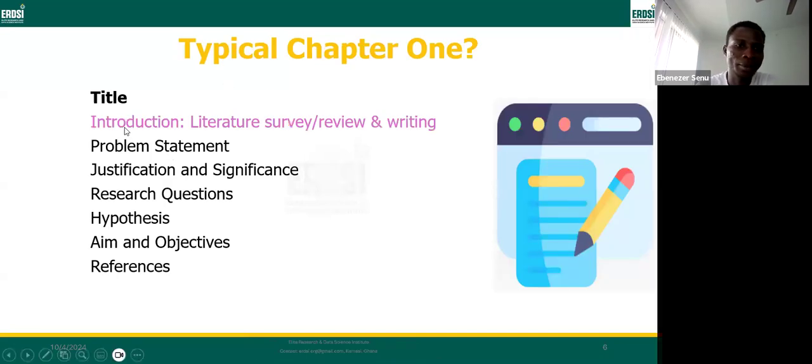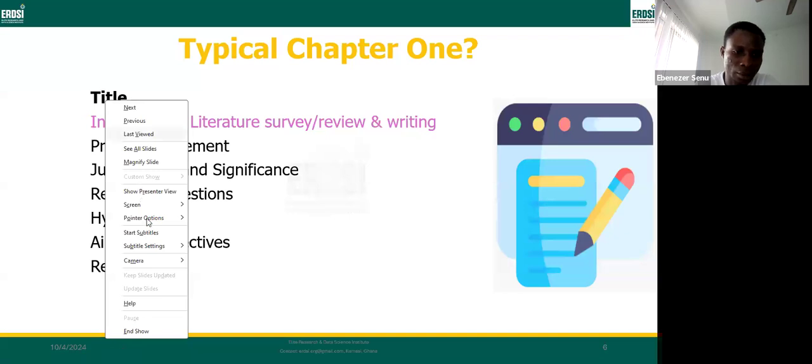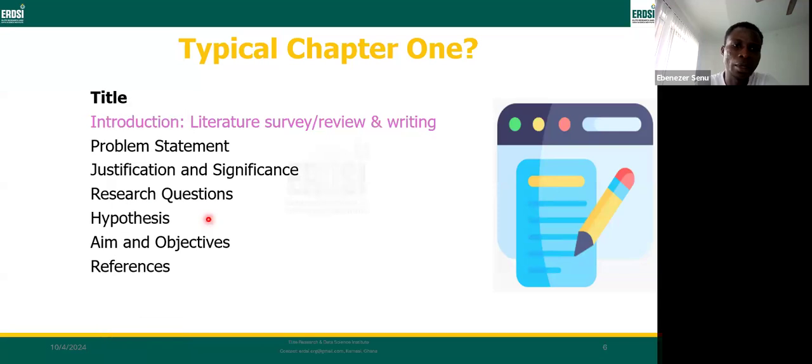Typical chapter 1. From the heading you received, today we are going to look at how to write the introduction. What is an introduction? Is it chapter 1 or what is it? You have to know that a typical chapter 1 of your thesis consists of your title, of course. You cannot start any writing without knowing your title. Most often, the introduction consists of everything, review and writing. In your thesis, we have a heading called background, but in a scientific publication, you see only introduction, and this introduction will consist of everything: background, problem statement, justification, research question, everything.